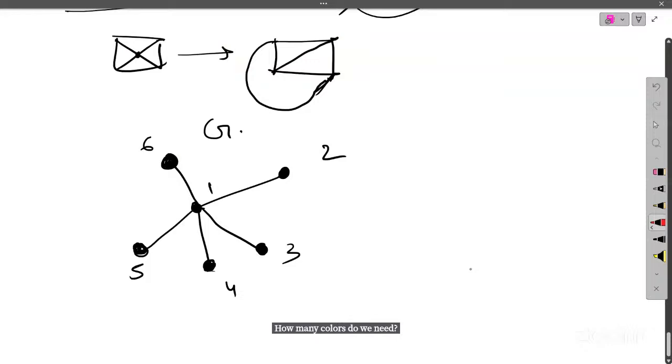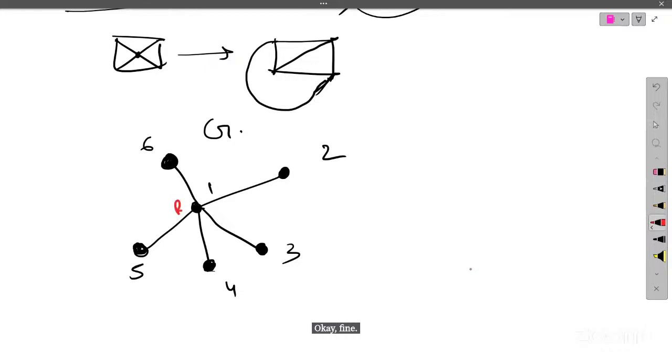Ma'am, I think it cannot happen. All are connected. Let's see, 6. Ma'am, two colors. Yes, ma'am, two colors. All will have different colors. Two colors. Right. Okay, fine. So let's see.